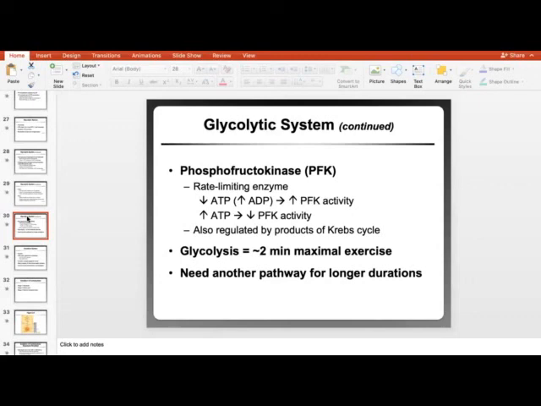The phosphofructokinase is the rate limiting enzyme. When there's a reduction in ATP, there's an increase in PFK activity. All right, and that phosphofructokinase is also going to work with enzymes in the Krebs cycle to dictate how fast this ATP production can occur. All right, so glycolysis is about 2 minutes of maximal exercise. And if I'm going to do any other duration of exercise, like Morgan's work, then I'm going to have yet another pathway for creating ATP.